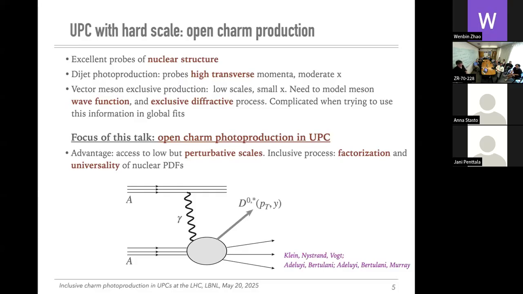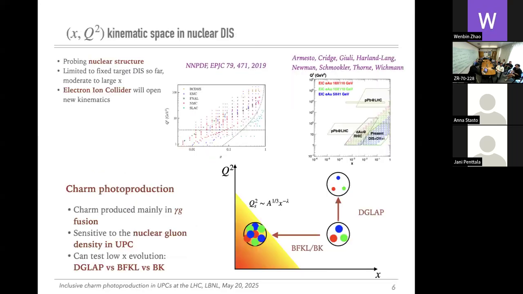And so hopefully the factorization and universality of PDFs works. And there have been calculations in the past, including Spencer and collaborators, on this process. A little bit more about the kinematic space, including an obligatory plot of every small x physicist.